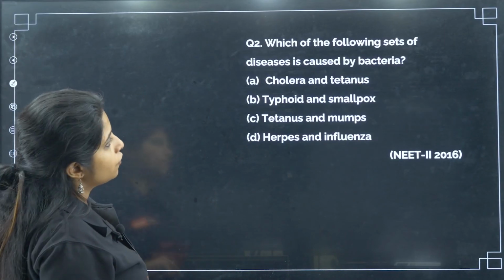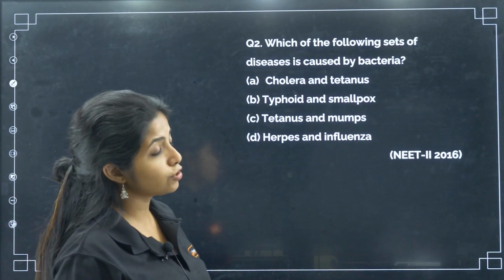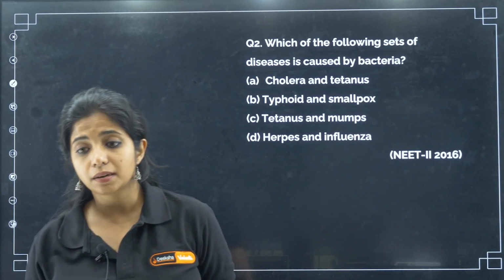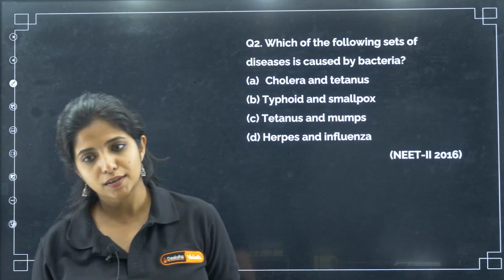And next, which of the following sets of diseases is caused by bacteria? Cholera and tetanus, typhoid and smallpox, tetanus and mumps, herpes and influenza. What is your answer for this question?